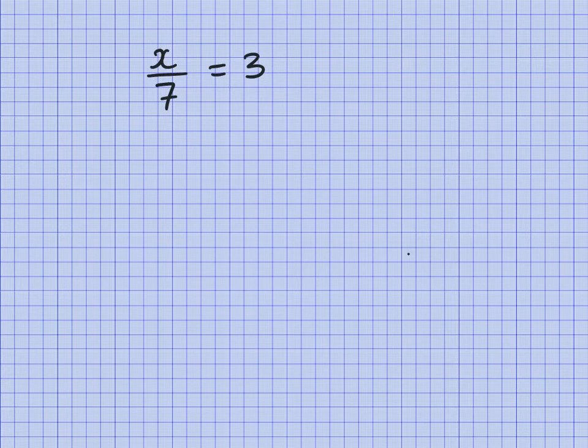Now we just need to think about inverses here. The inverse of divide by 7 is times by 7. So we're going to times both sides by 7. And that will give us x equals 21. Pretty straightforward.